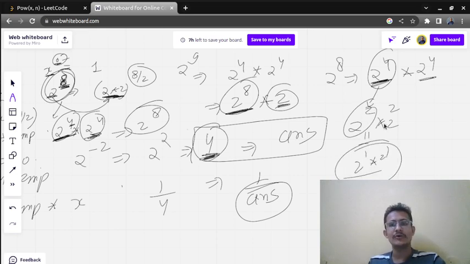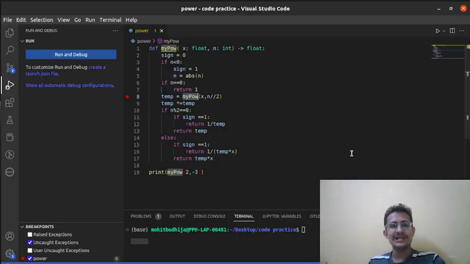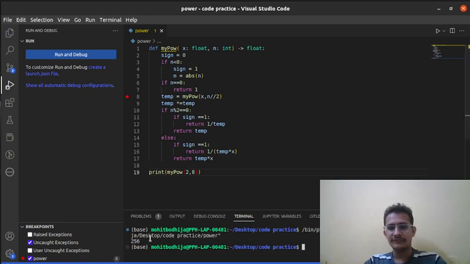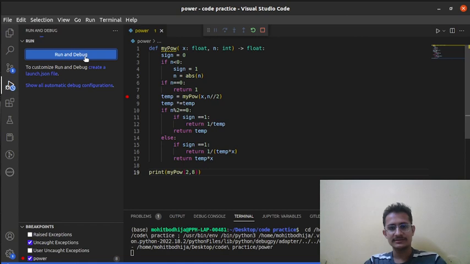Like this, calls are going to happen recursively. So let us see how the recursive calls are happening. Let us take 2 to the power 8 as the example. We know that 2 to the power 8 is 256. Now let us try to debug this.